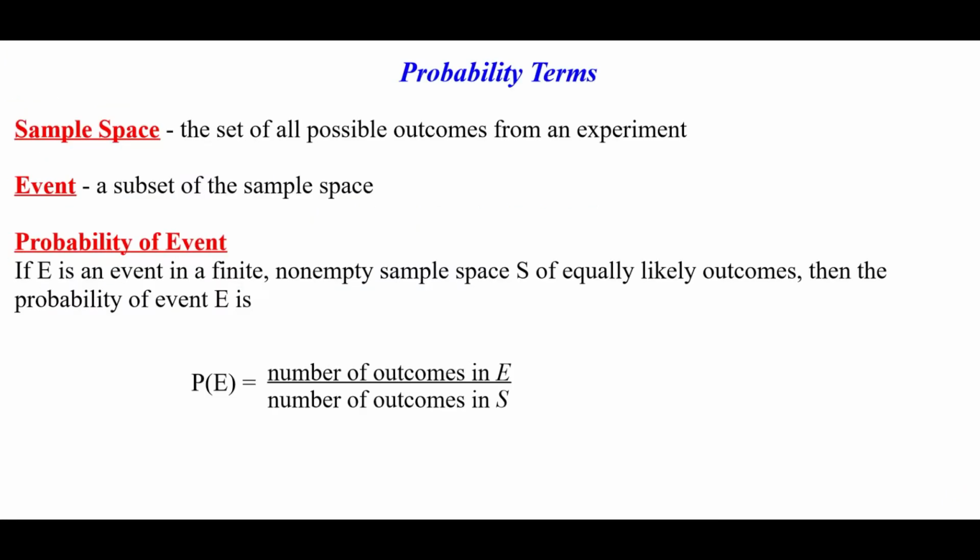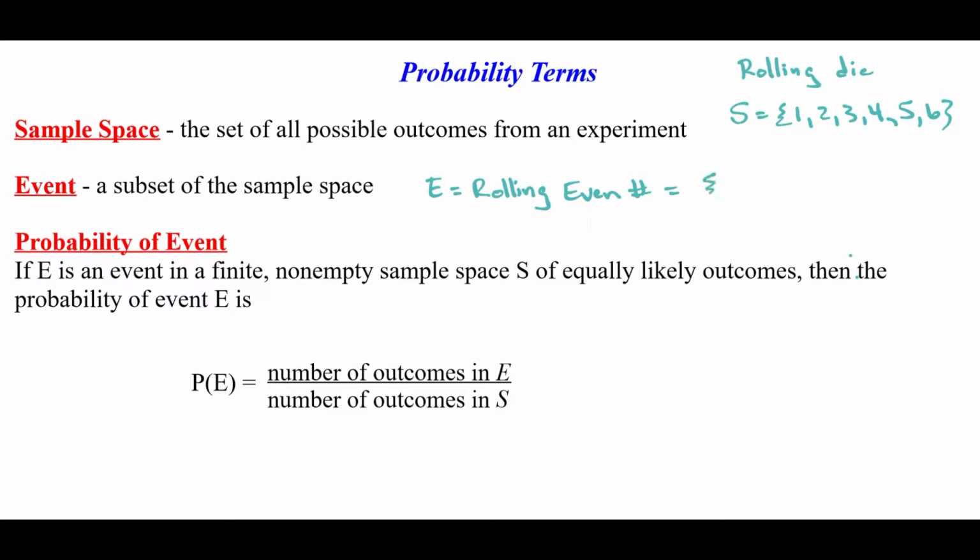So just looking at some basic terminology, the sample space is the set of all possible outcomes from an event. So let's say we're rolling a single die. Then our sample space would just be 1, 2, 3, 4, 5, and 6. So what are all the possible outcomes that can happen? An event is just a subset of the sample space, which could be the entire sample space. So maybe our event E is rolling even. So then our event E would be 2, 4, and 6.